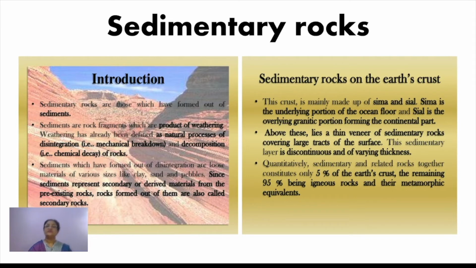Basically, the crust is mainly made up of sima and sial. Sima is the underlying portion of the ocean floor, and sial is the overlying granitic portion forming the continental part. Above these lies a thin layer of sedimentary rocks covering a large tract of the surface. This sedimentary layer is discontinuous and of varying thickness. Somewhere it is very thin, somewhere it is quite thick. Quantitatively, sedimentary and related rocks together constitute only 5% of the Earth's crust, the remaining 95% being igneous rocks and their metamorphic equivalents. So altogether it covers just 5% of it.